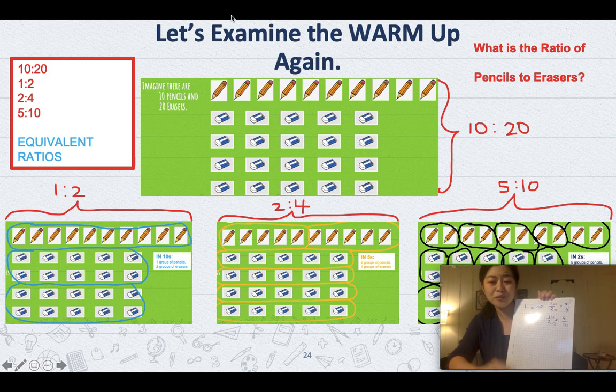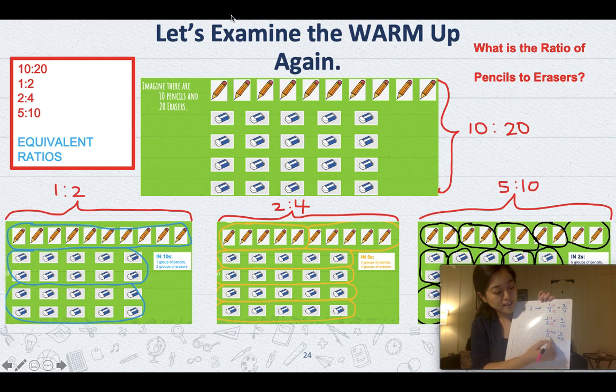Well, let's try another one, okay? Let's do 1/2 and 10/20. Are these equivalent? Do I multiply or divide by a common factor to get 10/20? I have to multiply because 10 is bigger than 1, and 20 is bigger than 2, so I have to multiply by a common factor.